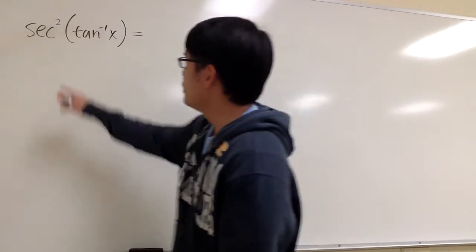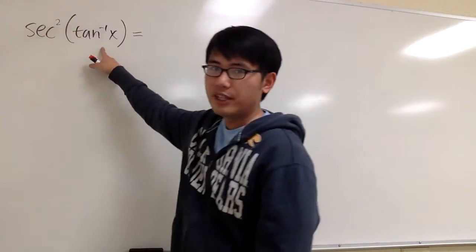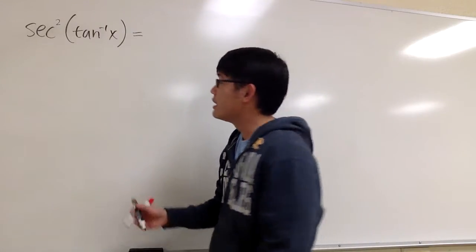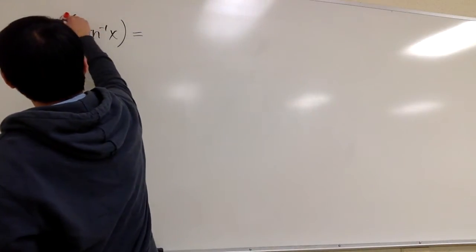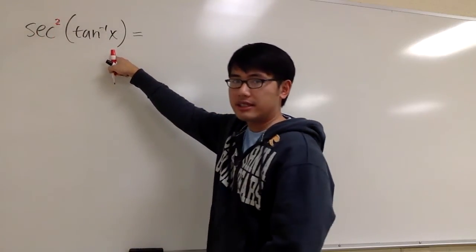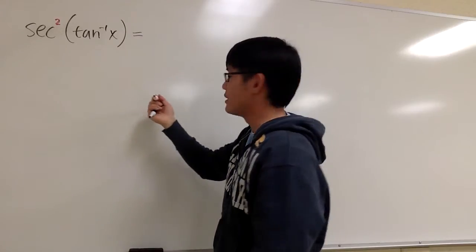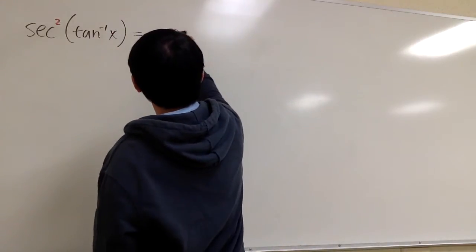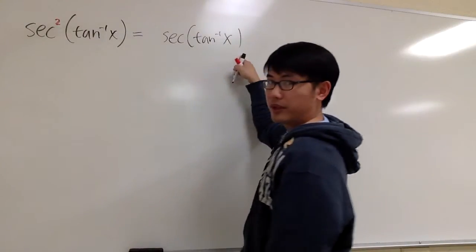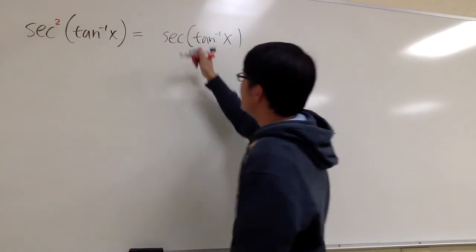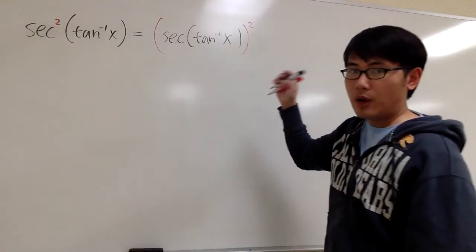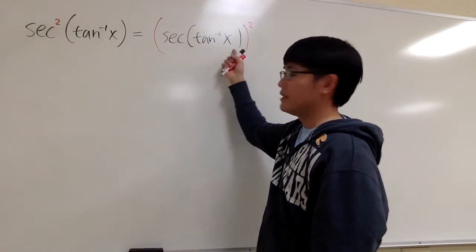Okay, let's take a look at how we can write secant squared of inverse tangent x as an algebraic expression. Let me explain the notation first. The square right here means we have secant of inverse tangent x, and then you raise that to the second power. So I will look at this as secant of inverse tangent x inside of parentheses, and then you take this raised to the second power, okay? So our first goal is to figure out what this is.